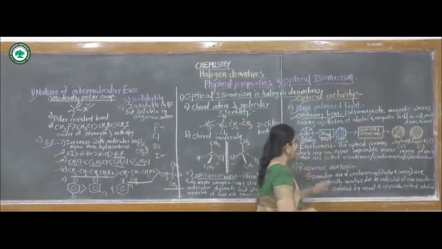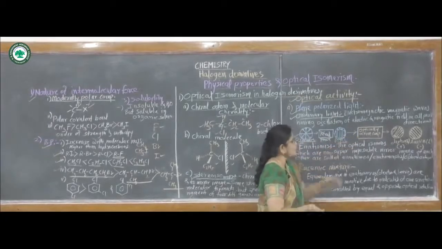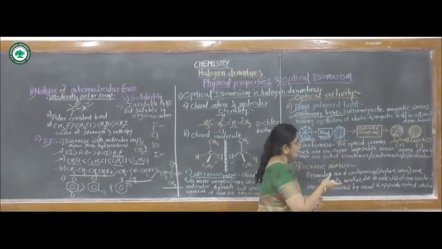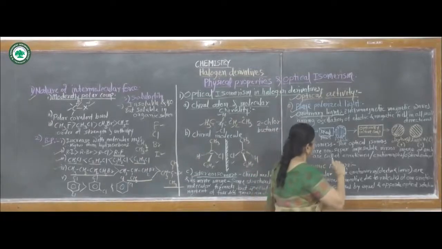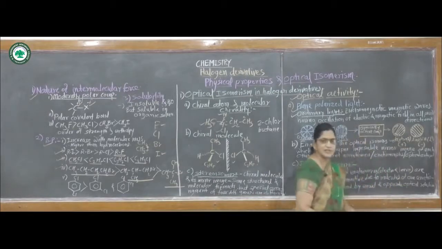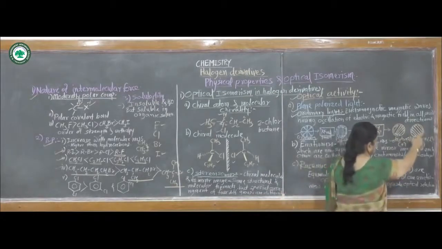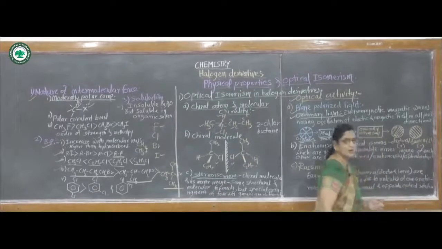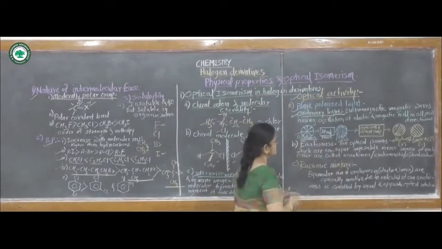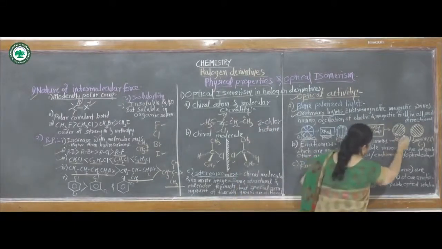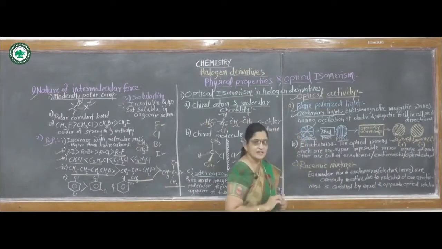That means when plane polarized light passes through an optically active compound, it shows rotation towards the right hand side or towards the left hand side. If it rotates towards the right hand side or clockwise direction, it is called a dextro-rotatory compound. If it rotates towards the left hand side or anti-clockwise direction, it is called a laevo-rotatory compound. That means it shows these two isomers. These are called enantiomers. These two rotatory compounds, one dextro-rotatory and another laevo-rotatory, are called enantiomers.